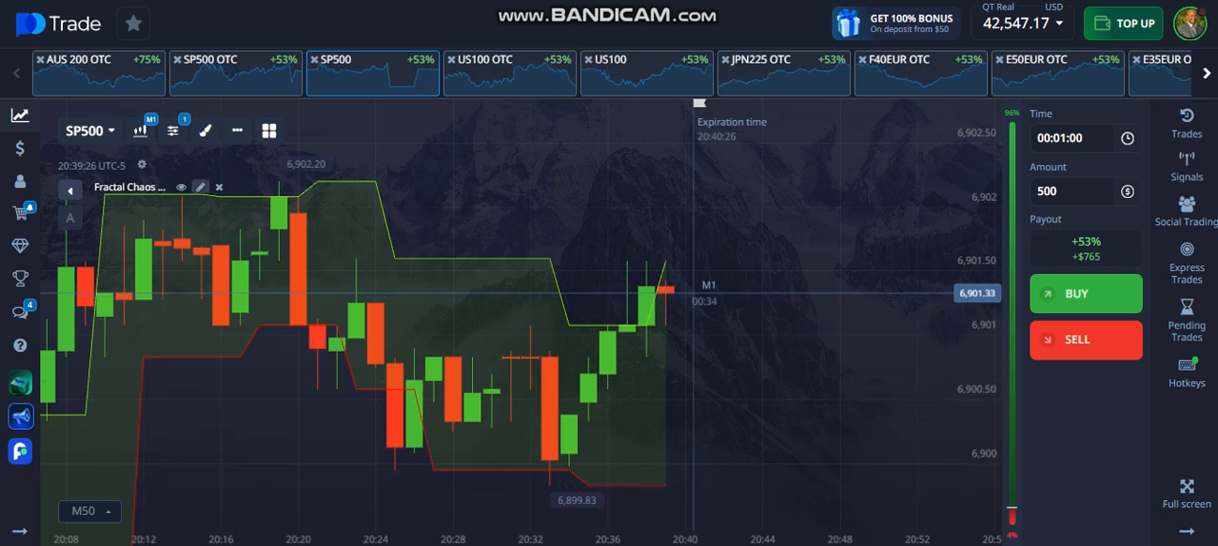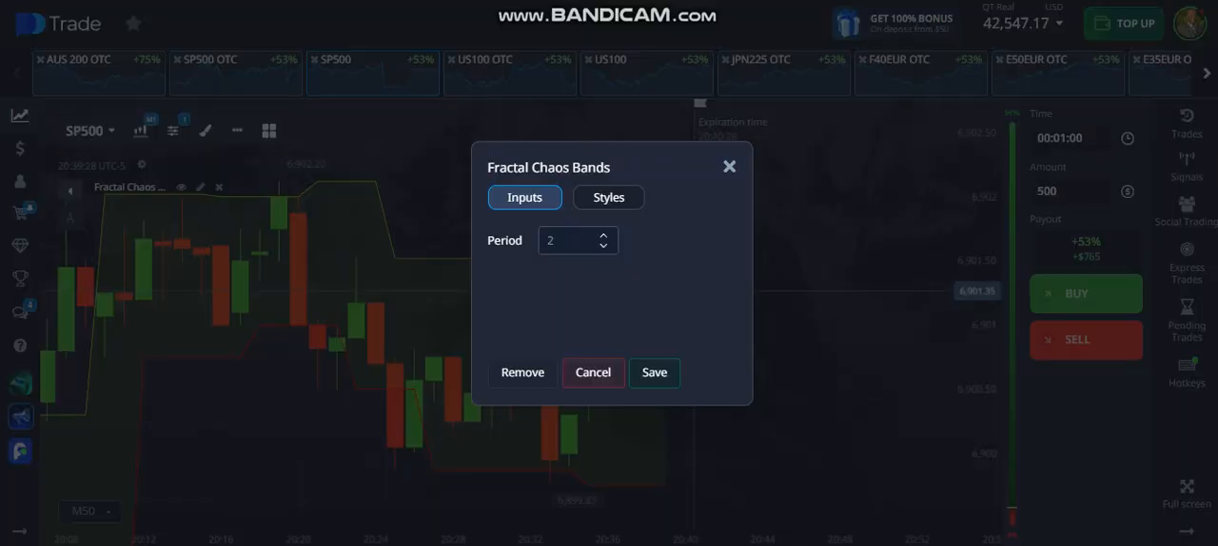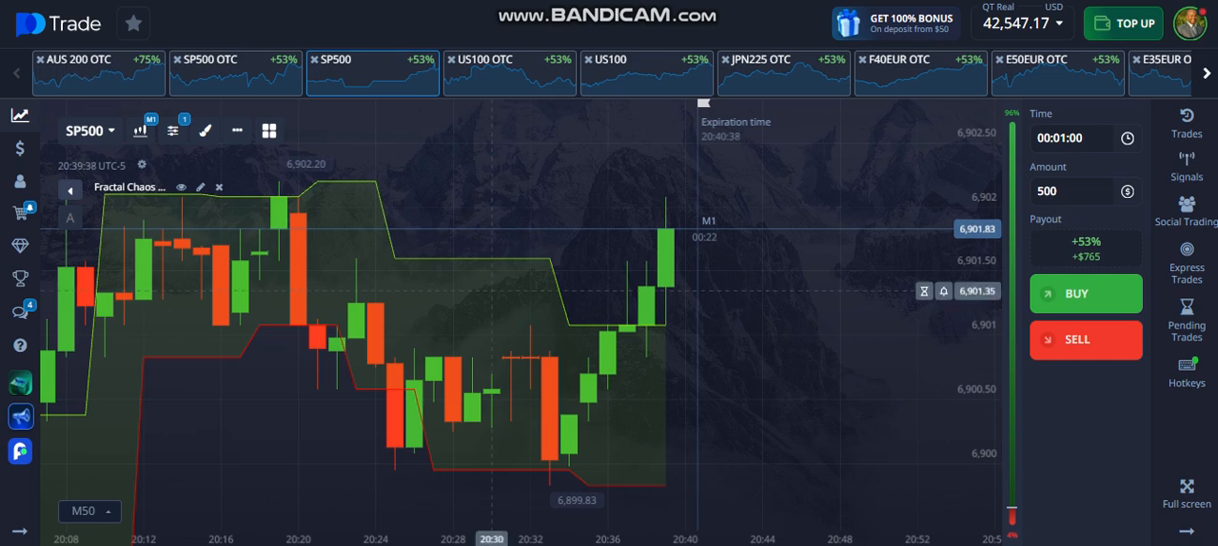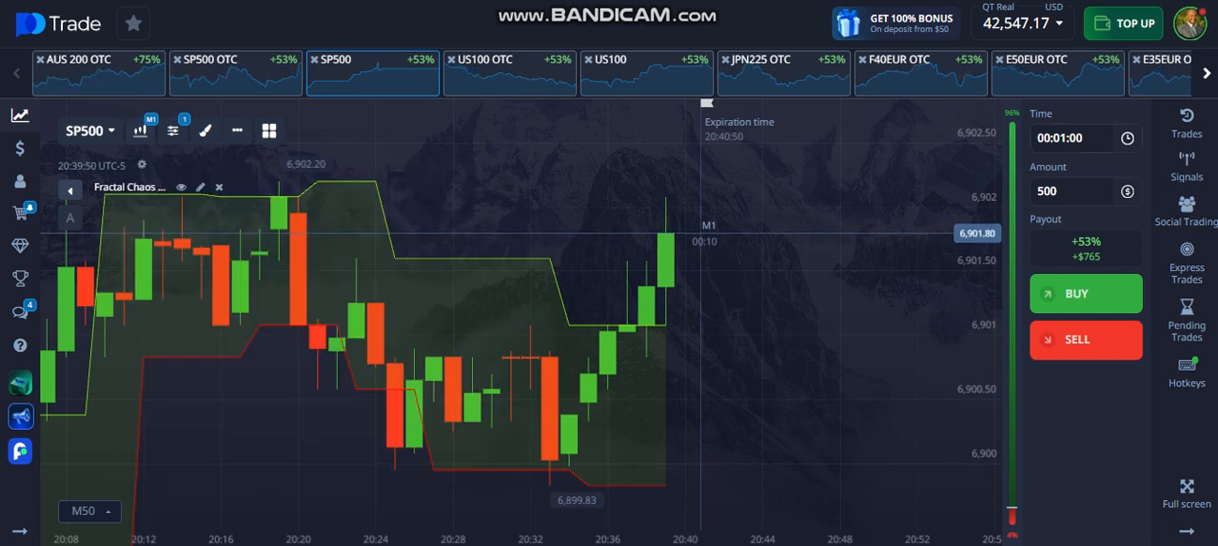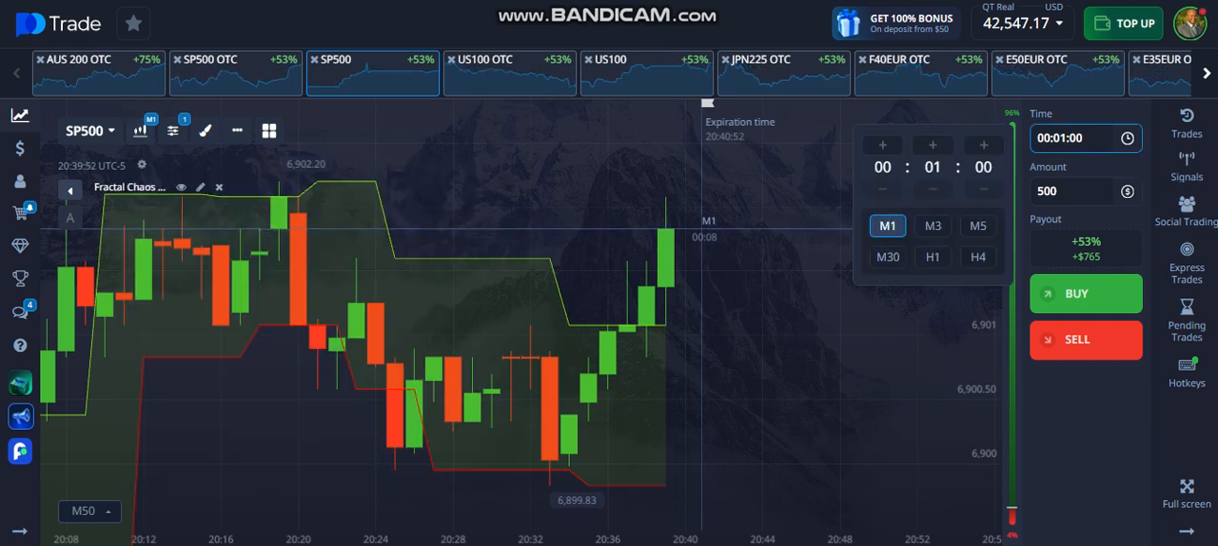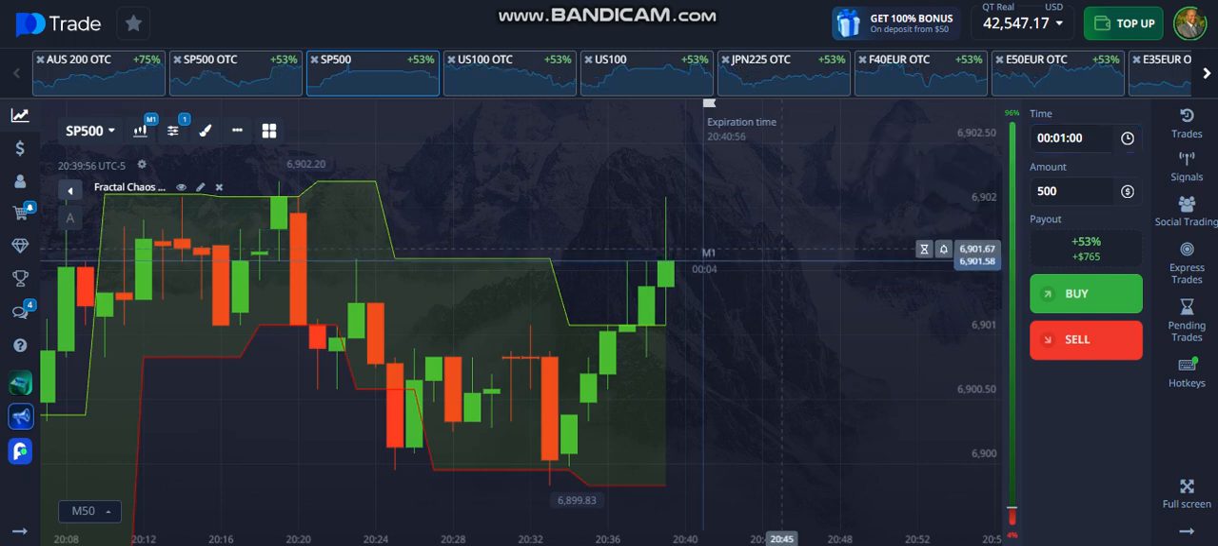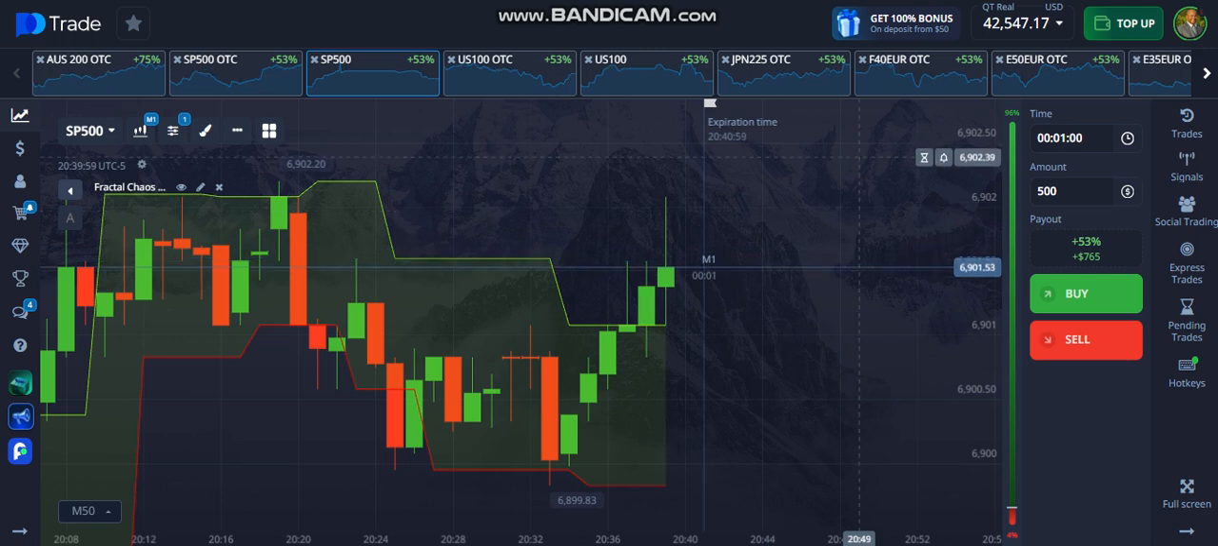Now, if I click on the pencil icon and go into the indicator settings here, I have the period set to 2, which is the default setting. So we're going to keep the default setting. Save that. For my candlestick chart, I have my candles set to 1 minute candles, regular Japanese candles. And for my trade timer, I also have that set to 1 minute. So I'll be taking 60-second trades. Let me pause the video and look for a setup.